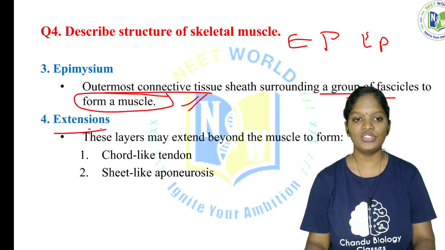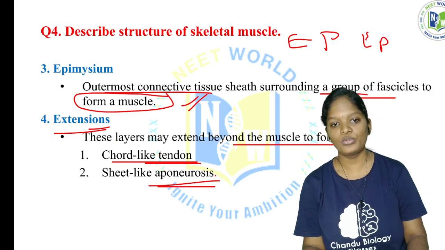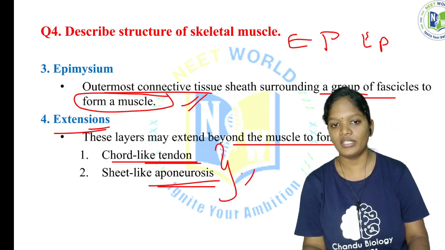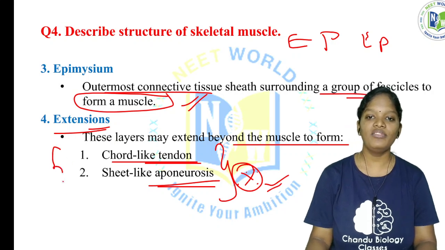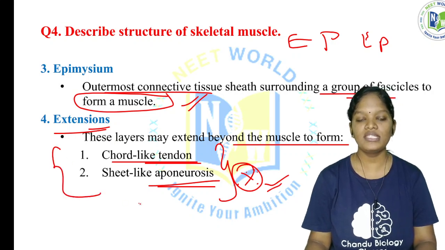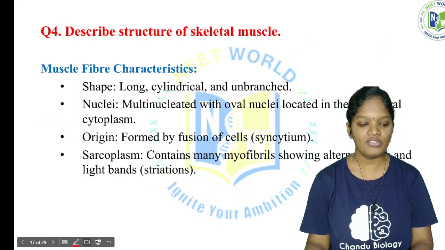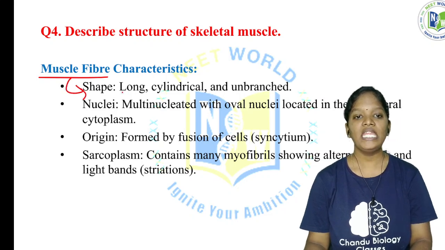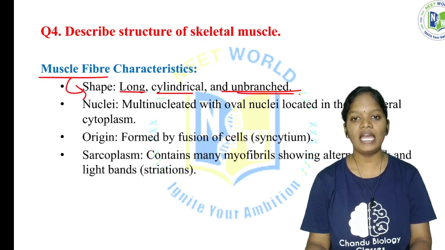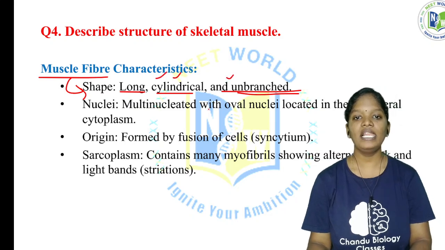Now the extensions. These layers may extend beyond the muscle to form cord-like tendons and sheet-like aponeuroses. So this is very, very important. These are all the structural modifications or extensions of the skeletal muscle, right? Now, what are the characteristic features of these muscle fibers? What will be the shape of the muscle fiber? It will be long, cylindrical and unbranched.